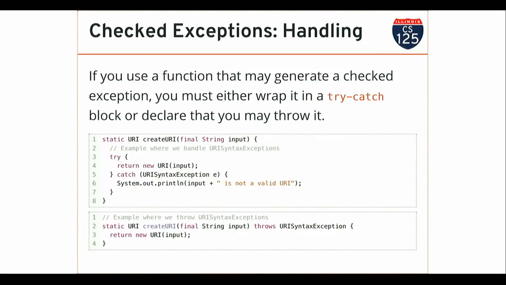Down here, I've had to modify the declaration of my function to indicate that it may throw this particular type of exception. So now what happens is, if the input that I pass to the URI constructor is invalid, it's going to throw an exception. I'm not handling it, so what happens? I throw the exception. Now, what does this mean? It means that whoever calls createURI now is calling a function that's declared to throw an exception, so they have to handle it. So again, I haven't made the problem go away. I don't want to fool you into thinking that. I've just punted it to somebody else.